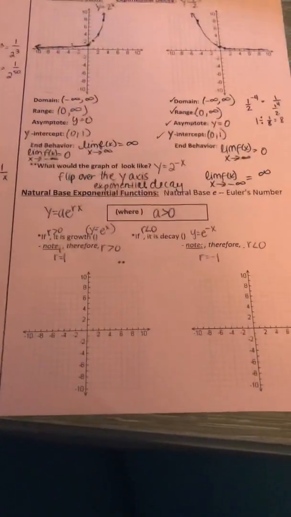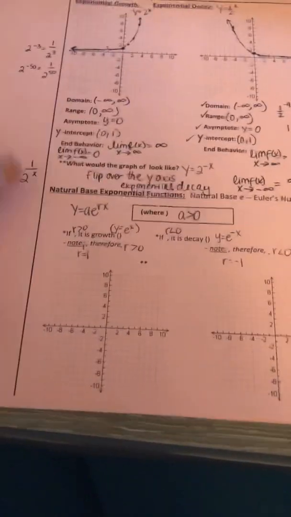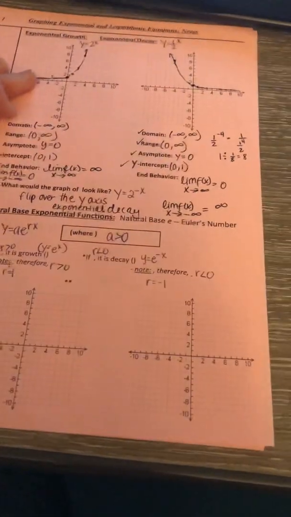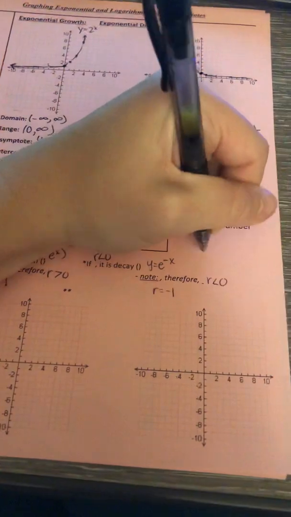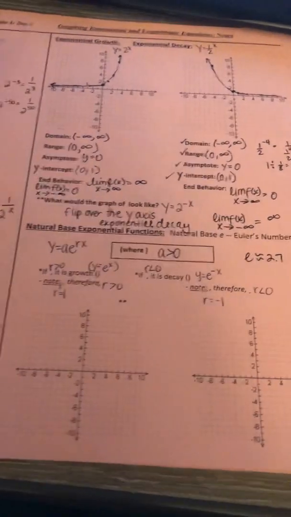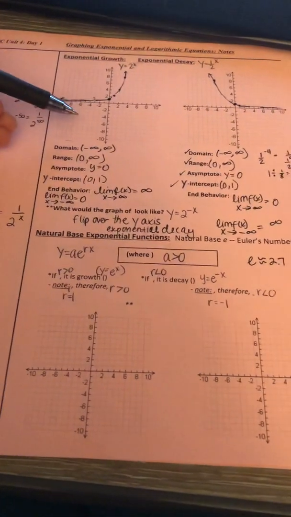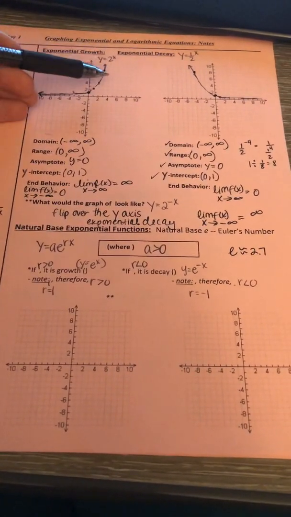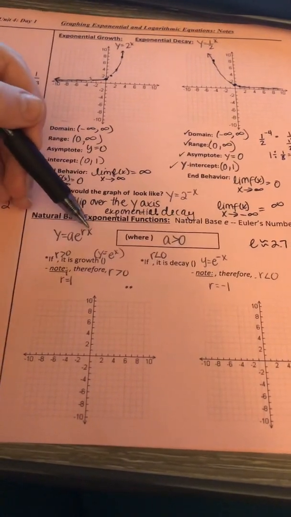All right, let's look at natural base exponential functions. This one's going to be very similar to the graph that we have up here, because we know that e is approximately 2.7. That's going to be very similar to what we have up here, since we used 2 as our base to the x power, and then we have e to the x.